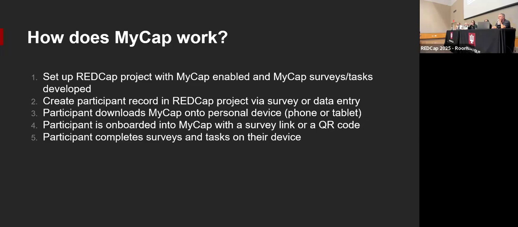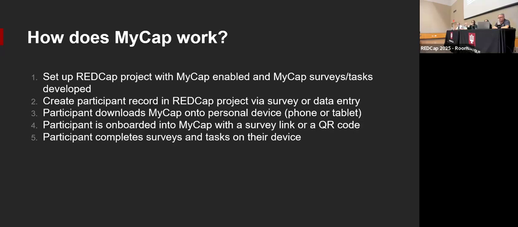Then you need to create a participant record in your project, either via survey or data entry. So you essentially have to pre-populate your project with the records before they can onboard into the MyCap app. Once those records are created, the participant downloads MyCap onto their device. You onboard them probably through an interactive session, either over Zoom or in person. They can sync to the project with a survey link or a QR code, whatever works best, or both. You can send them both.